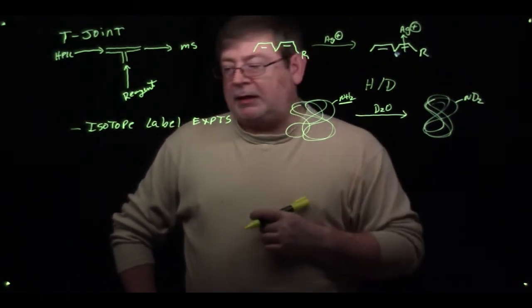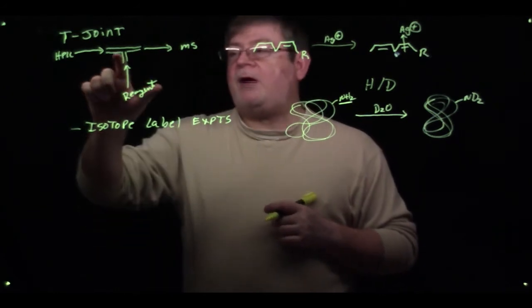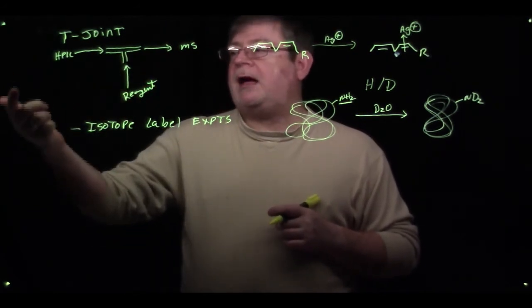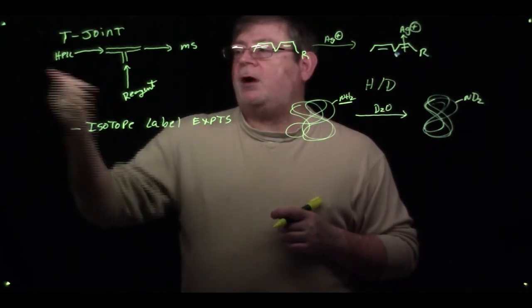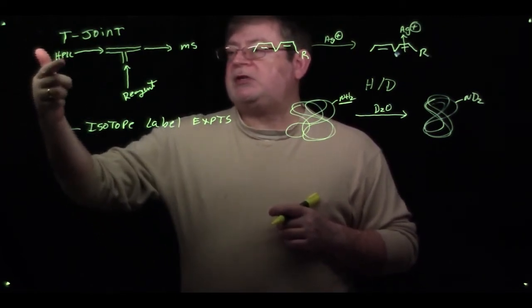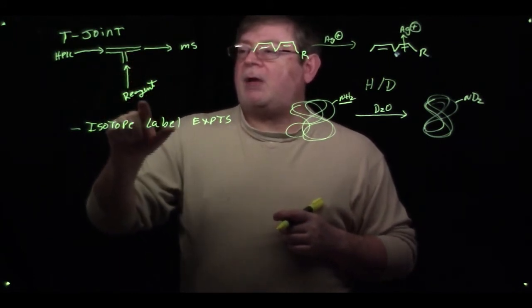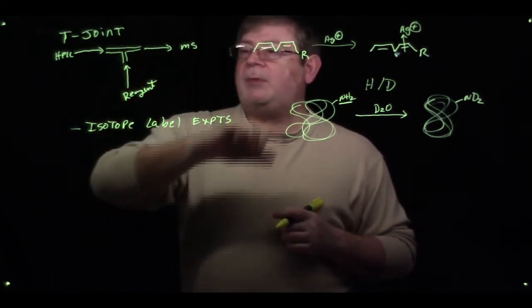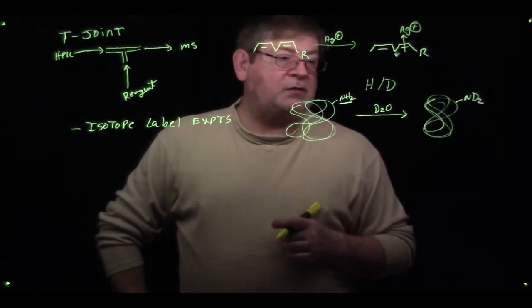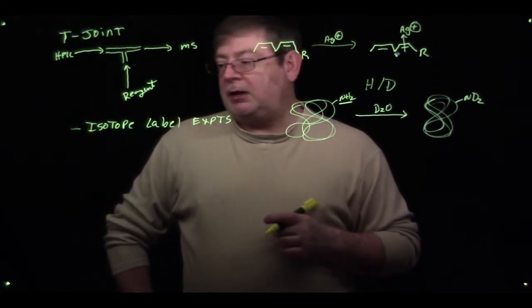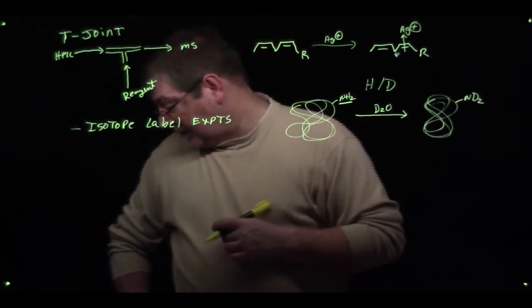Very useful in the biochemistry community, and they quite frequently do it using this T-joint, where they'll have the protein coming in from some HPLC type column or whatever, you'll have the reagent, in this case just deuterium oxide coming in, and then you'll be able to detect the mass shifts as the HD exchange proceeds.